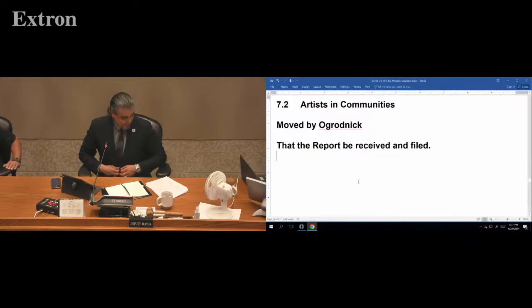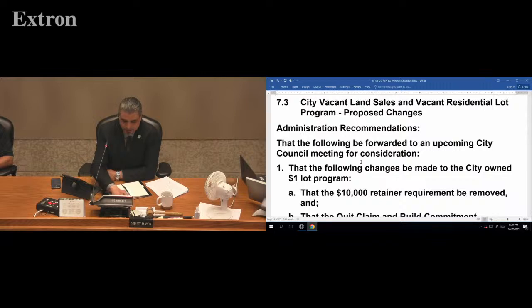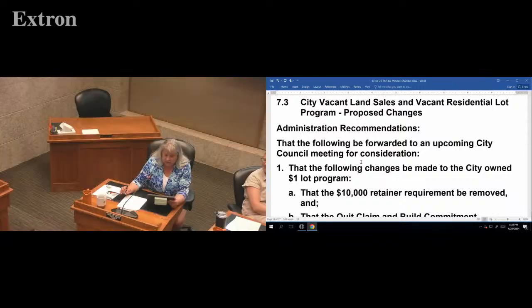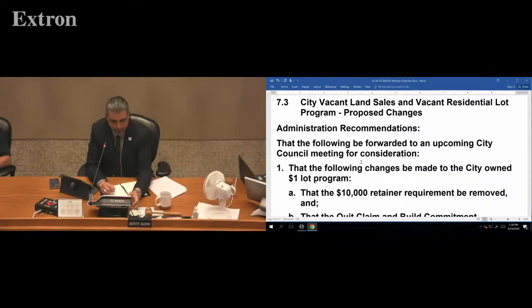Thank you so much. The next item on the agenda, 7.3, City Vacant Land Sales and Vacant Resident Lot Program. Verbal presentation by our Director of Planning and Services, Craig Gittinger. Oh, you got it? Okay. One second, yeah. Before we get to you, Councillor Miller. Thank you. I'll take a conflict of interest. I do own vacant property. Thank you. Okay, so wait for Councillor Miller to leave.